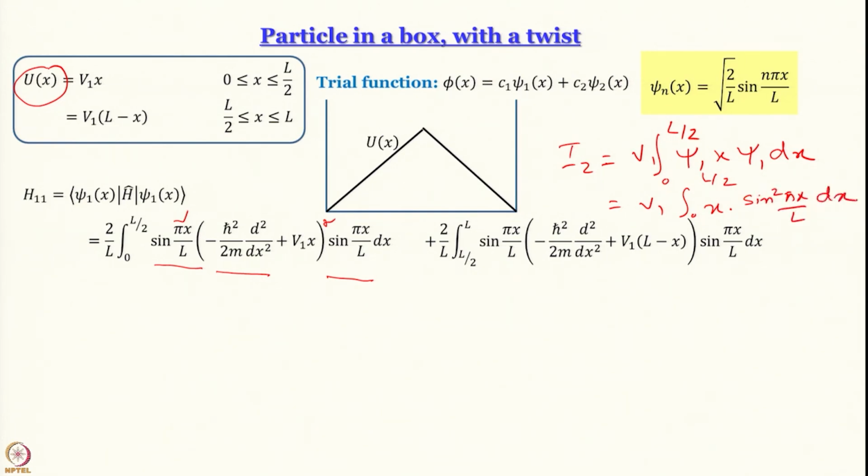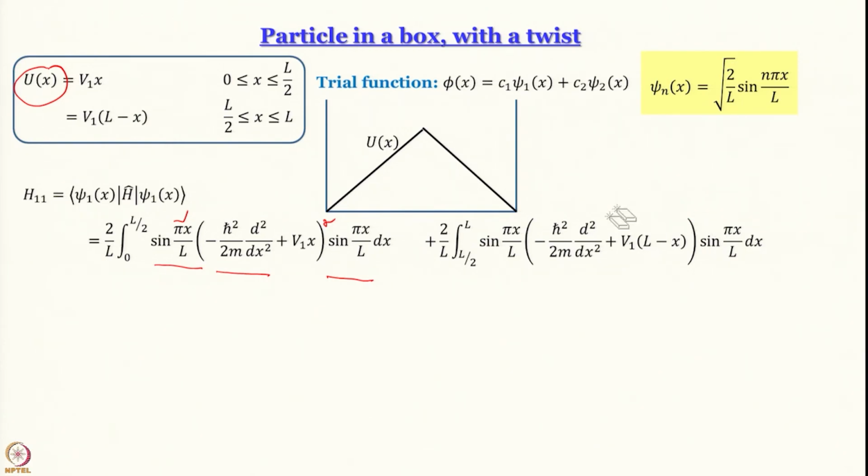Does this ring a bell? If I only change the limit from 0 to L by 2 to 0 to L, then this integral would be your average value of position. Here I am just integrating from 0 to L by 2. We know how to solve this integral using integration by parts, so that is what one has to do. I am skipping all the steps here, but I have told you how to go about it, and I would encourage you to do this by yourself.